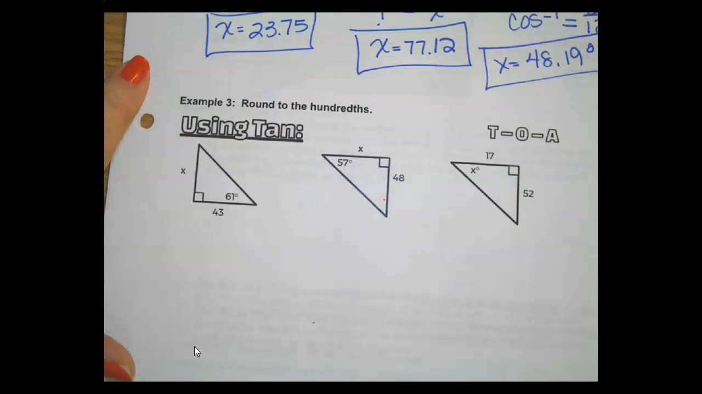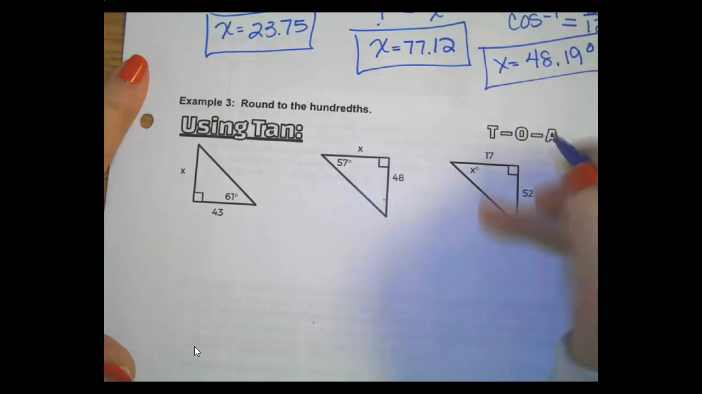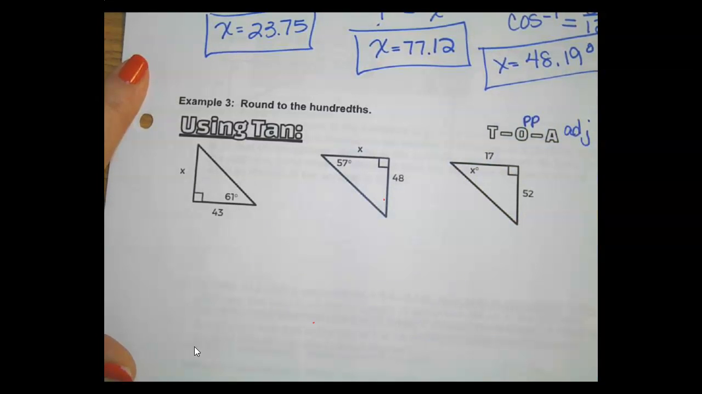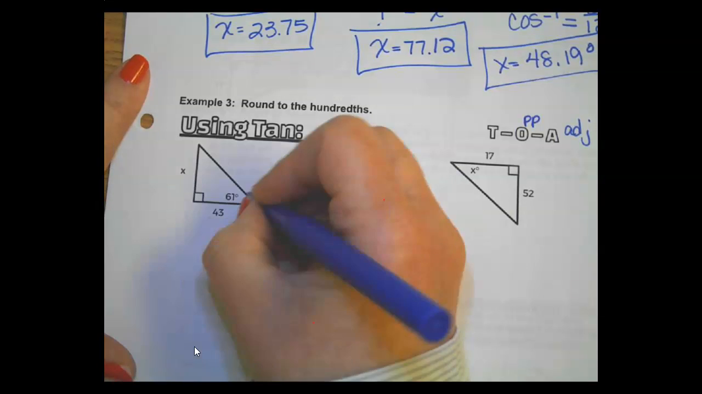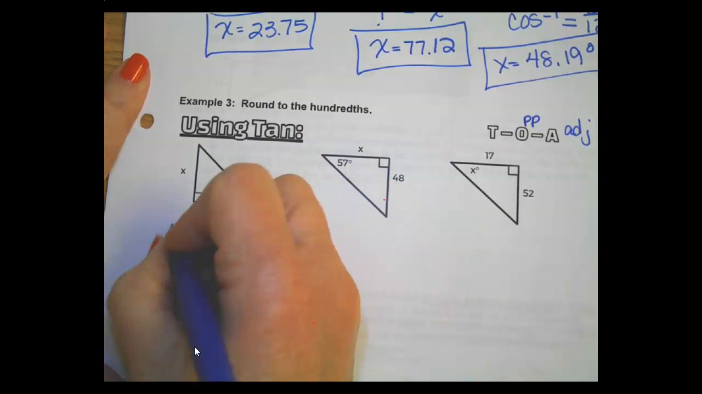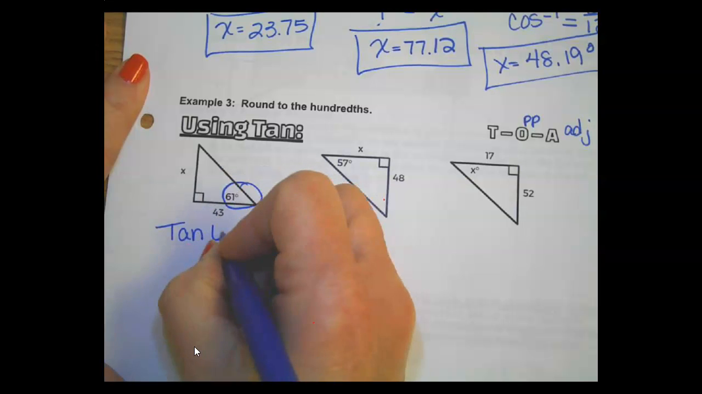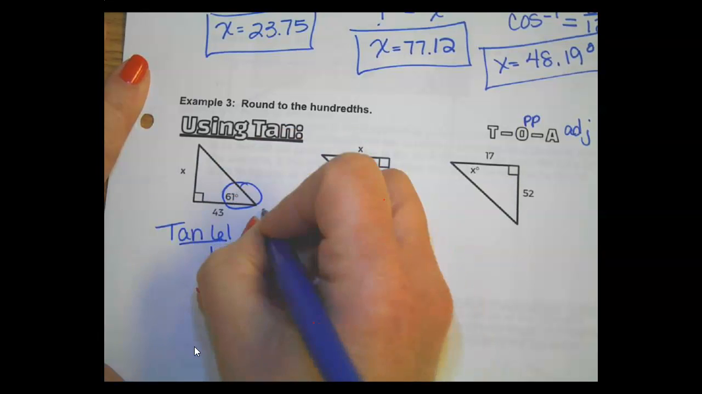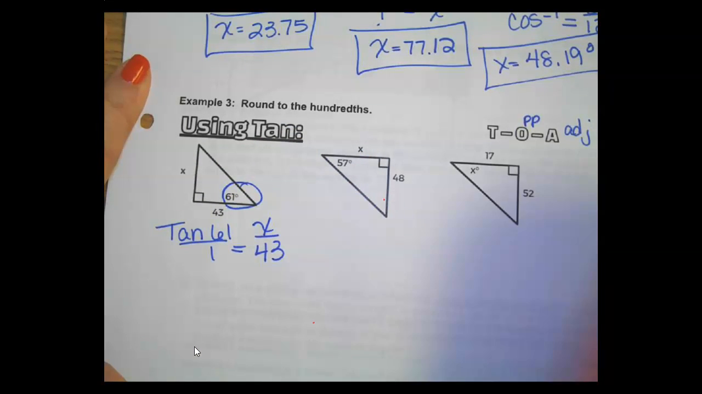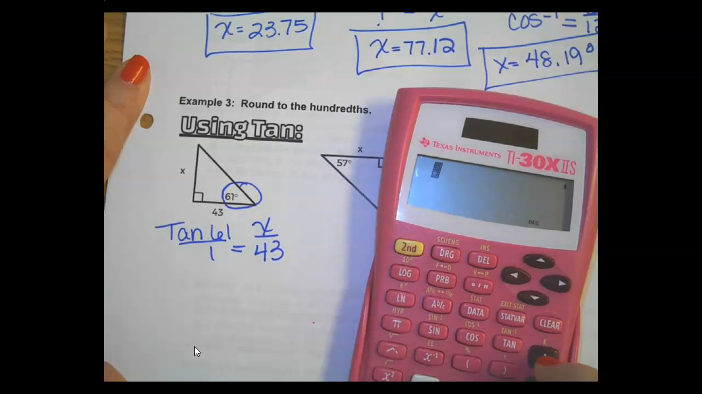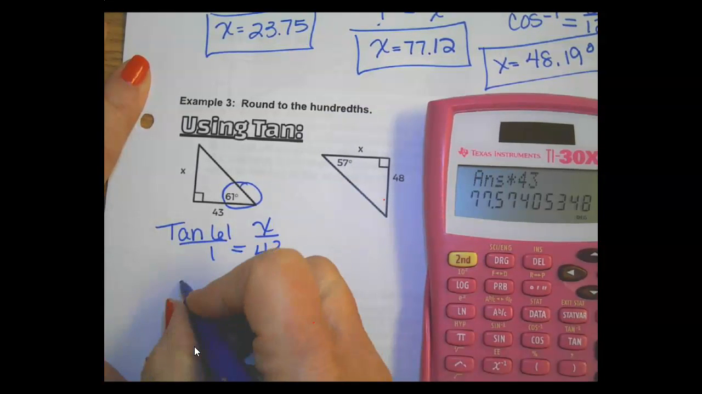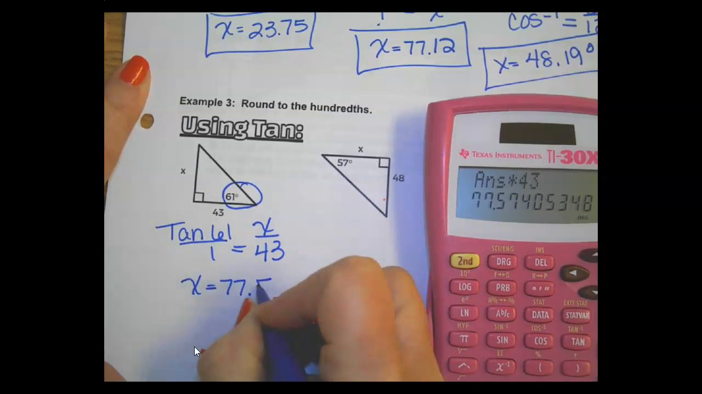Not too bad. Tangent. TOA. Opposite over adjacent. Okay. Finding the side. Circle. So we're using tangent of 61. Opposite is x. Adjacent is 43. Cross multiply. Tangent of 61 equals times 43 divided by 1, 77.57.